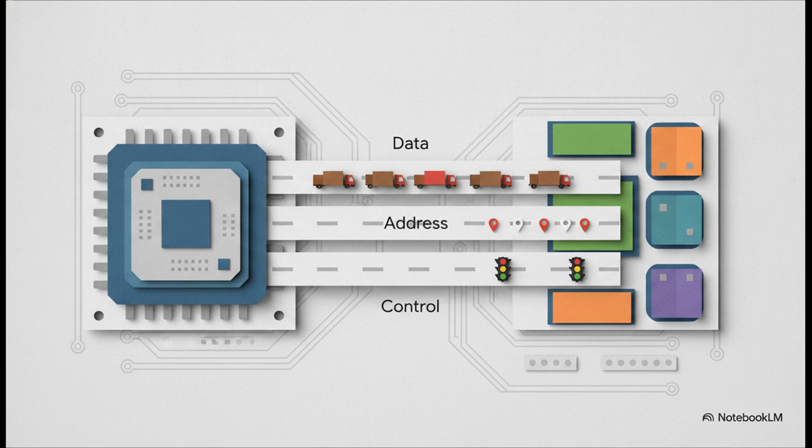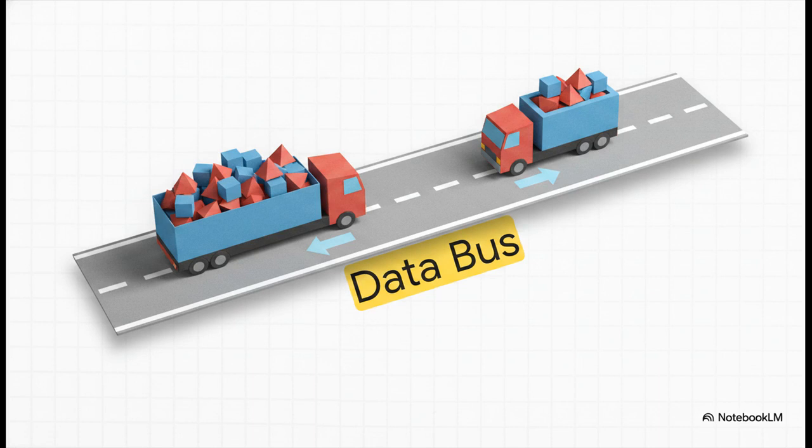We have the data bus, which acts as our cargo trucks, the address bus, which serves as our GPS system, and the control bus, which manages the traffic lights and the fire alarms. Let's break down the mechanics of each one, starting with the data bus. Picture these as your bidirectional cargo trucks. They carry the actual heavy payloads, the ingredients and the recipes, back and forth between the CPU, the RAM, and those memory-mapped external devices. And the width of this highway lane is absolutely critical.